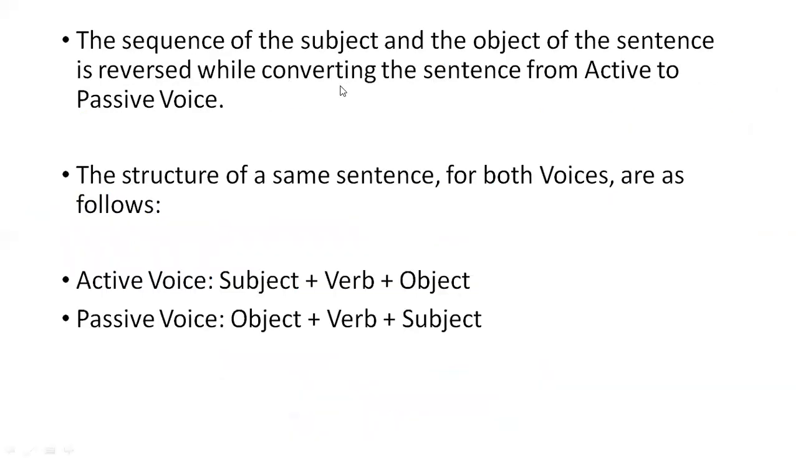The sequence of the subject and the object of the sentence is reversed while converting the sentence from active to passive voice. The structure of the same sentence for both voices is as follows. As we have discussed so many times, subject, verb, object, and in passive voice, object, verb, subject. You can see that in active voice, the focus is on the subject, and in passive voice, the focus is on the object.